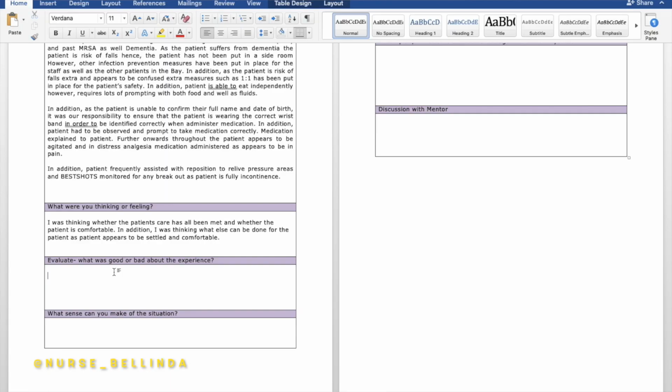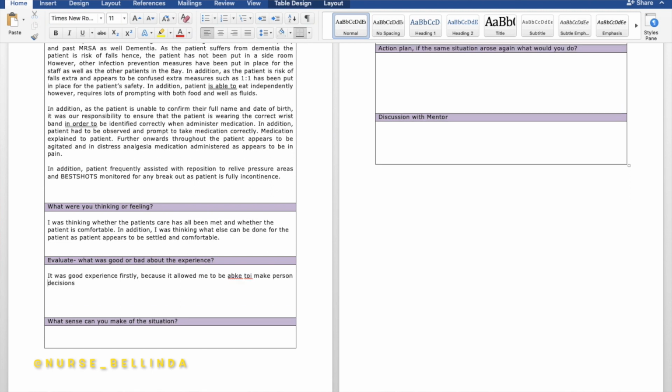Okay, so I just keep it short because you don't want to write a long story. So evaluate whether it was a good or bad learning experience. So firstly, it was a good learning experience. Firstly, because it allowed me to be able to make person-centered care decisions based on the patient's needs.